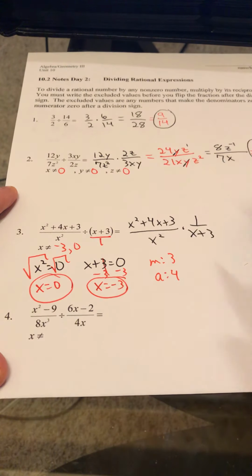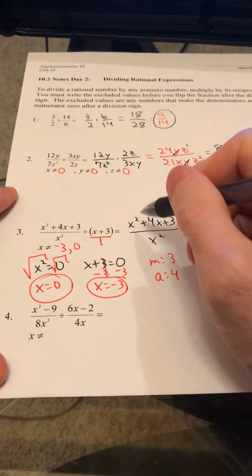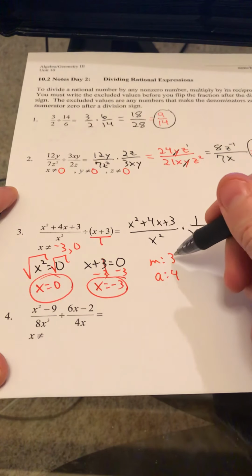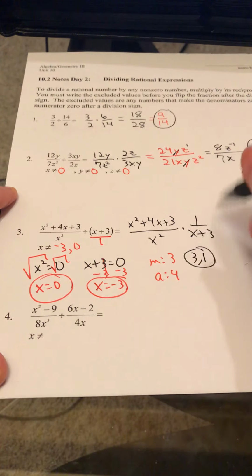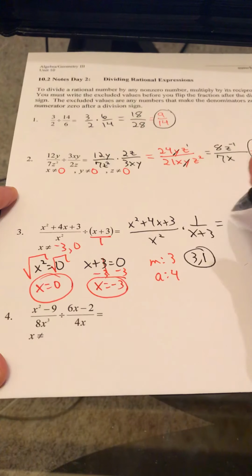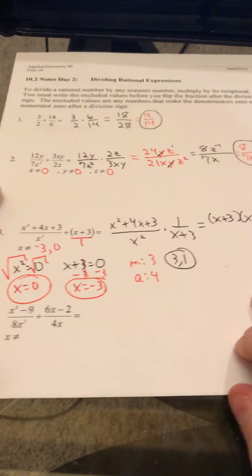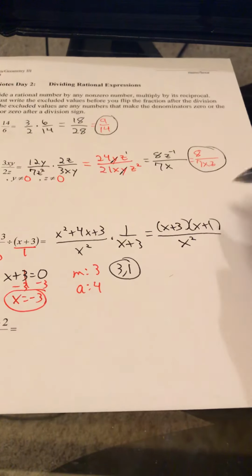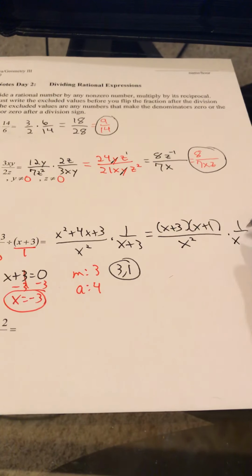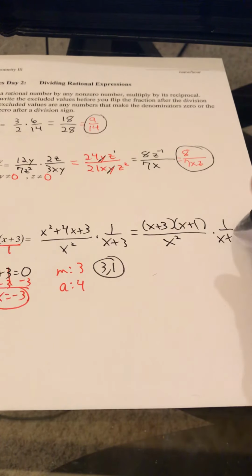Well, this one is actually very convenient. There is only one set of numbers that multiplies to 3, and those are 3 and 1. So when I factor this numerator, it will be x plus 3, x plus 1, again, just for now, over x squared, times 1 over x plus 3.